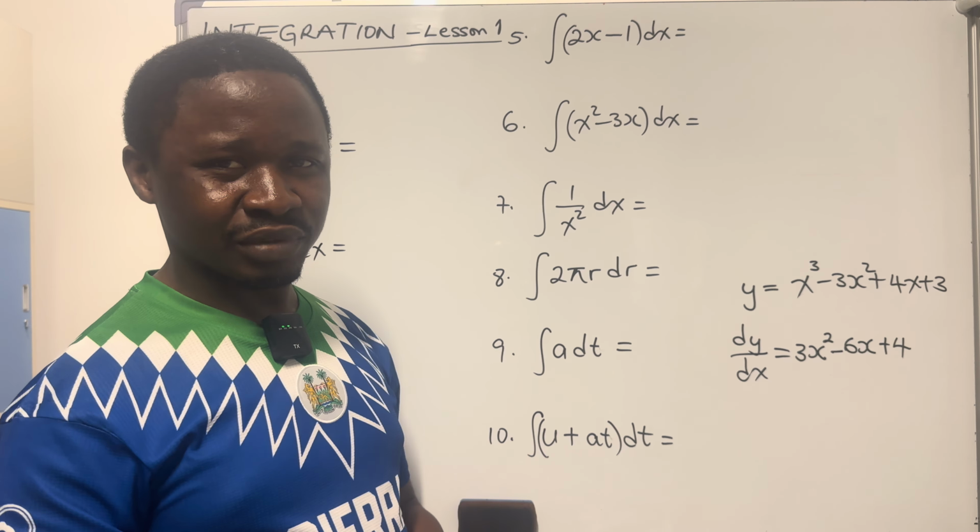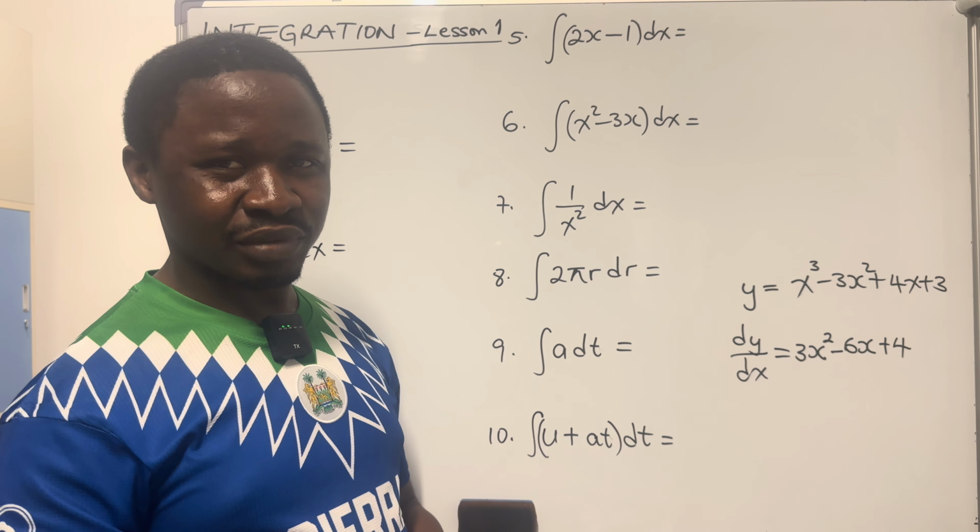Now we differentiated this to take us to this. We want to integrate this to get us to where we came from. What do we do? Now we say 3x. To integrate, you add 1 to the power. So 2 plus 1 is 3. You divide by the new power. The new power is 3.